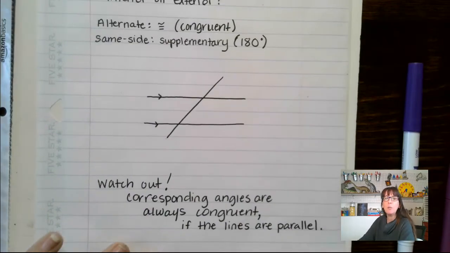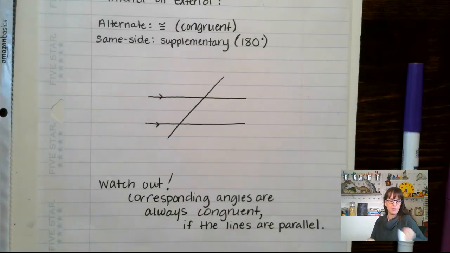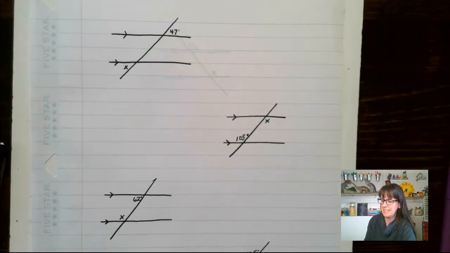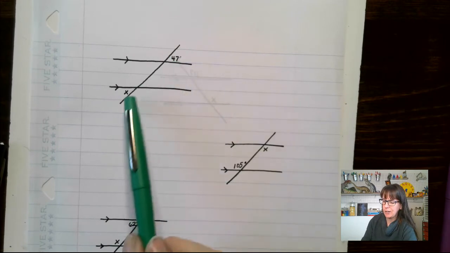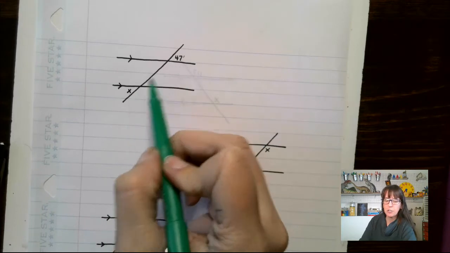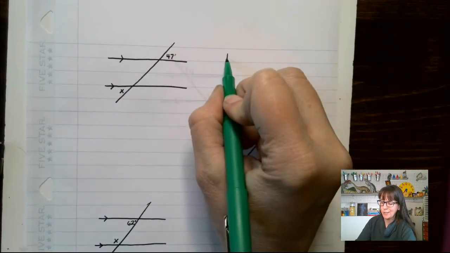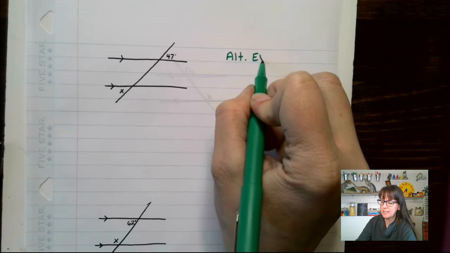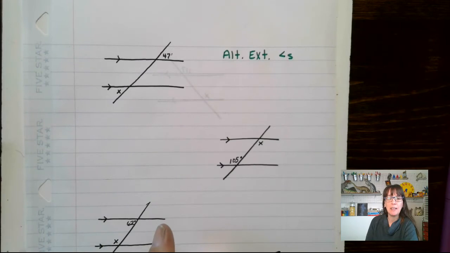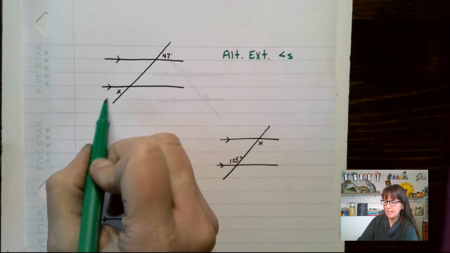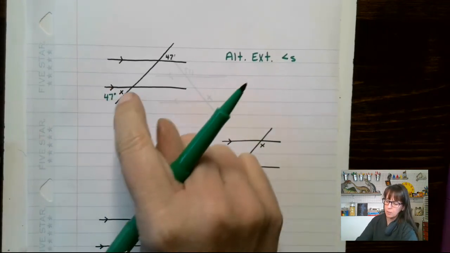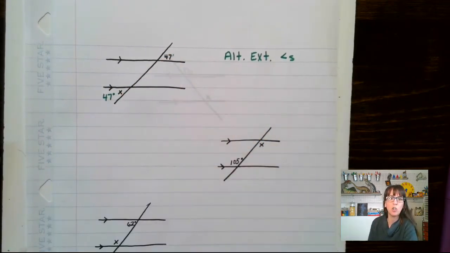Okay, so let's talk about what that means for their numbers. All right, so let's look at these guys here. First we want to establish the angle relationship. So we know that they are on the alternate side of the transversal and they are exterior. So these are alternate exterior angles. Alternate means that they're going to be congruent. So x here is going to equal 47 degrees because it's congruent. And remember, congruent just means exactly the same. So x and 47 are congruent because they're on alternate sides.